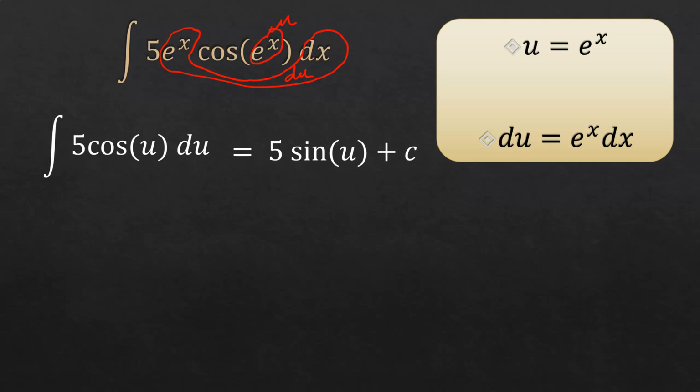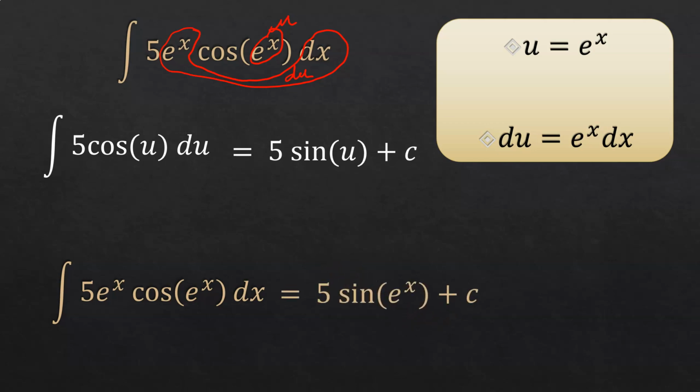But we didn't have u to begin with. We did a little substitution to be able to take the integral. So we have to go back and say, hey, the integral that we are looking for is 5 sine e to the x plus c. And that is it. That is how u substitution works. Recognize u and du in the expression. That's your clue to go do a u sub.